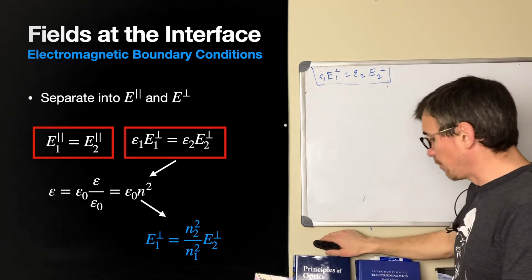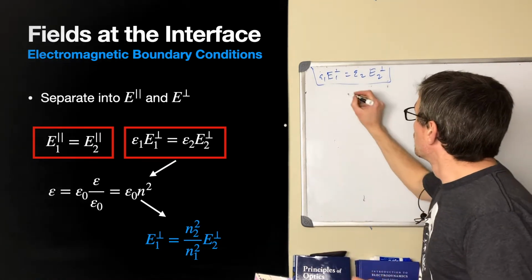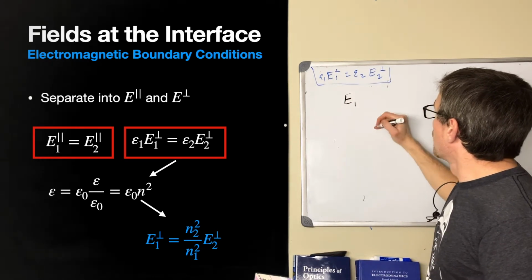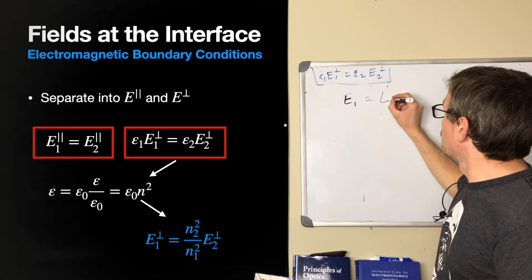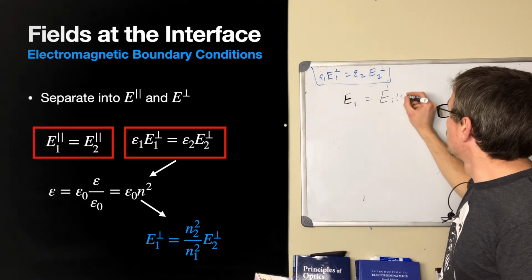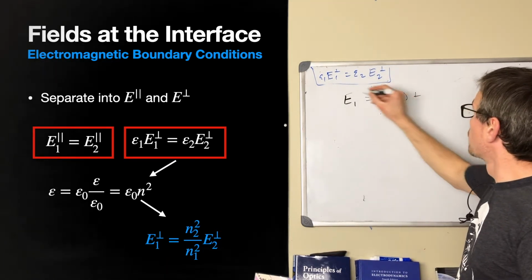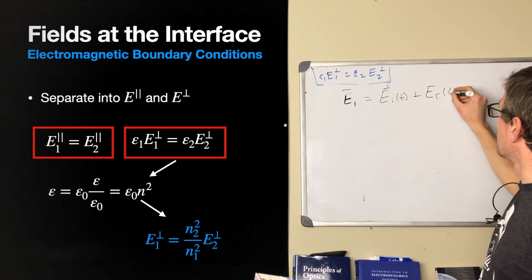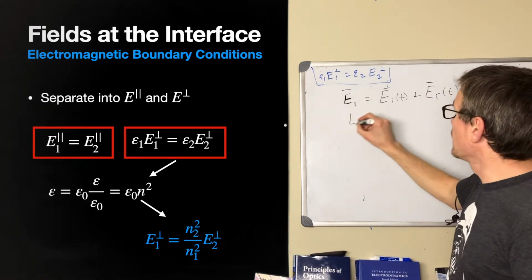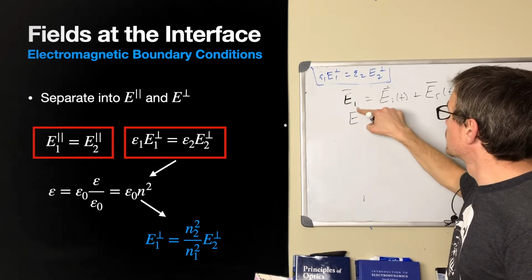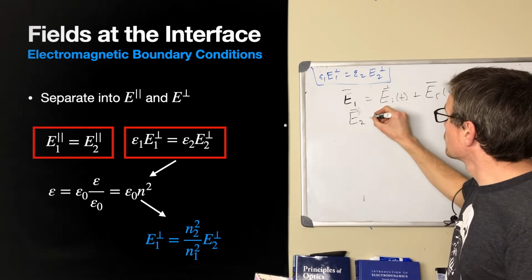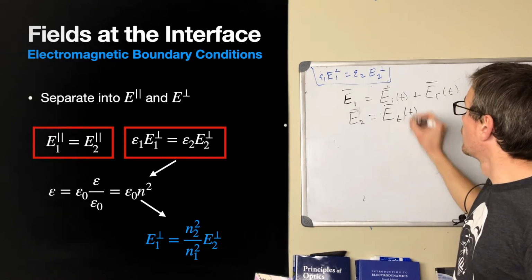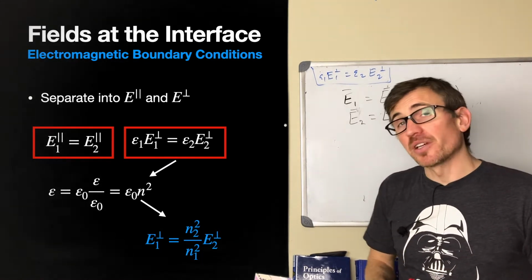Because for us now, we're going to have the field above, which we call E1. So E1 is the field above, and that's equal to E incident plus the reflected, function of time, and E2 is equal to E transmitted as a function of time. All right, and we're just going to apply those boundary conditions to those.